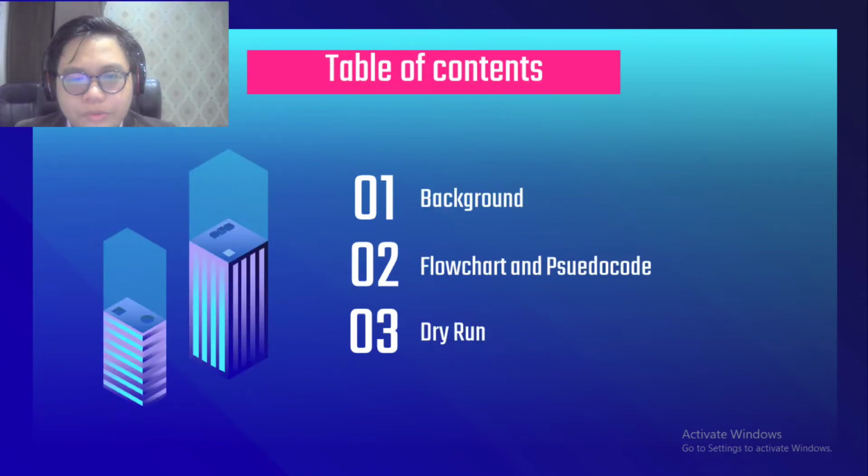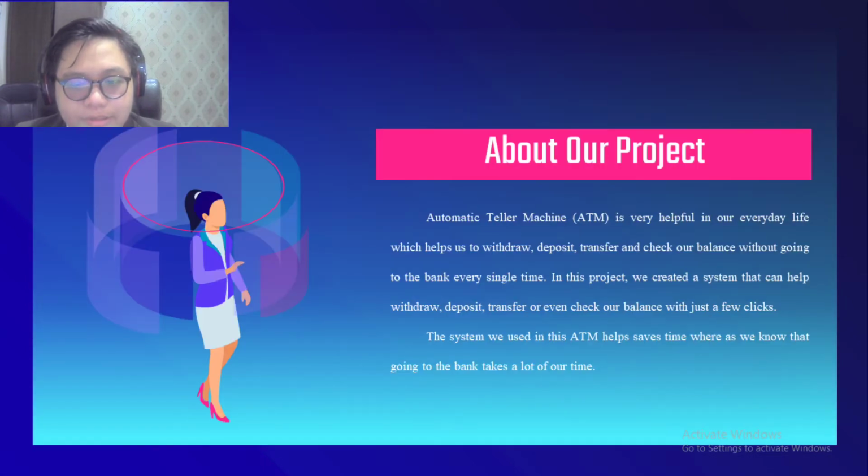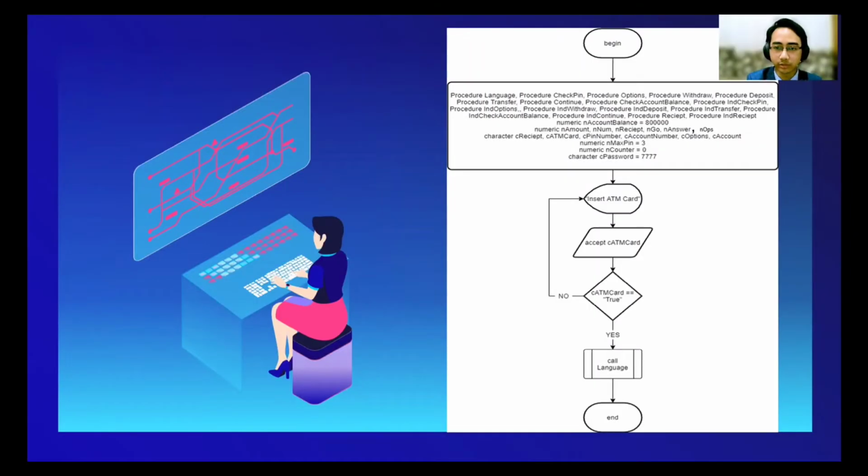I will tell you a little bit about our project. The automatic teller machine, which is ATM, is very helpful in our everyday life, which helps us to withdraw, deposit, transfer, and check our balance without going to the bank every single time. In this project, we have created a system that can help withdraw, deposit, transfer, or even check our balance with just a few clicks. Now I'm going to discuss the flowchart and the pseudocode for our project.